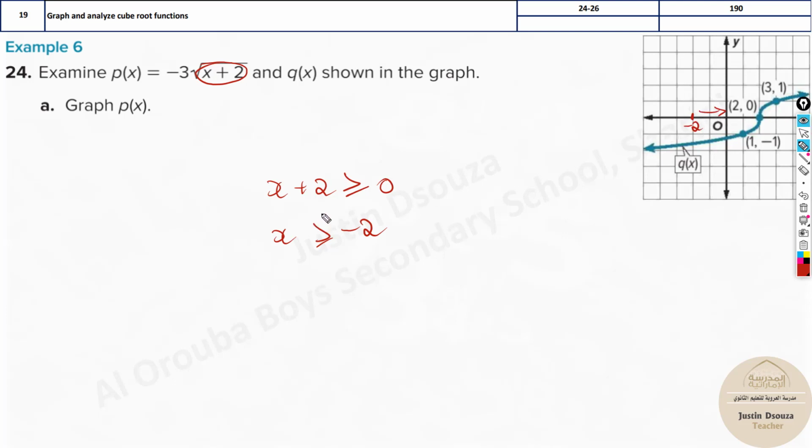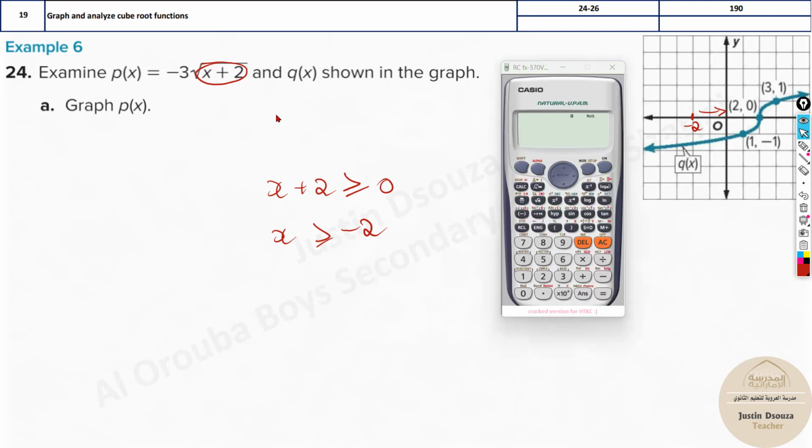So this is the concept. Now here what we can do is simply take a calculator and I'll show you how to solve. So what you do is mode, table is 7, and now this function, put this function as it is, minus 3 square root of x plus 2. And g of x is not this, so ignore that.